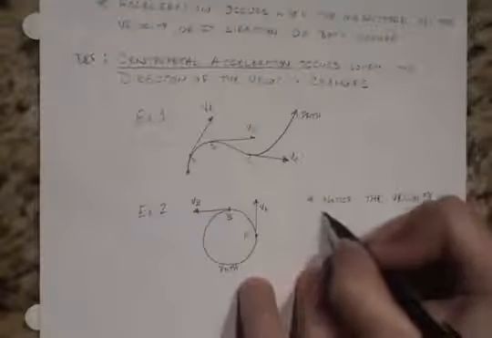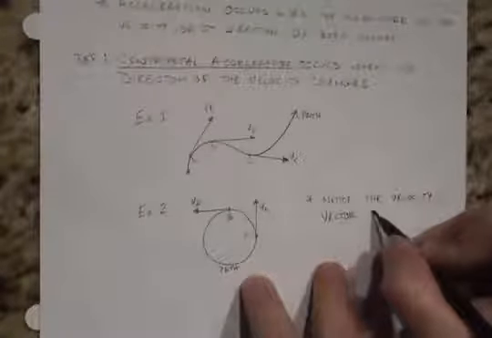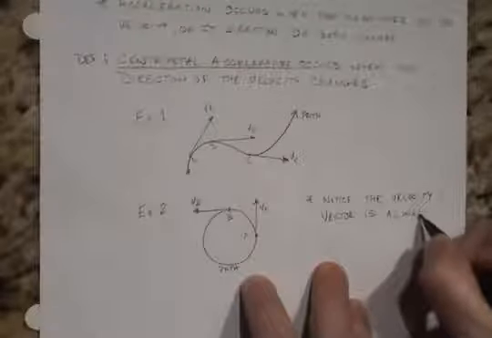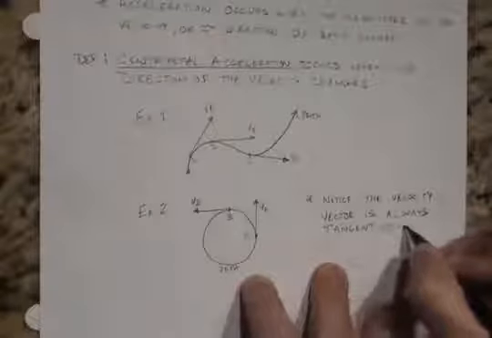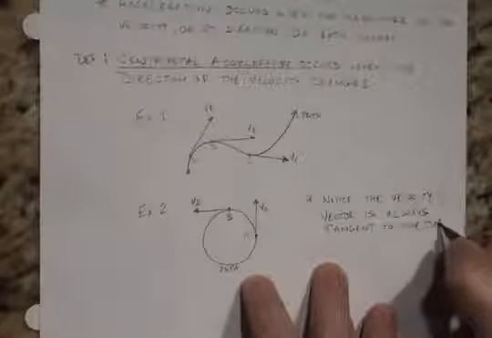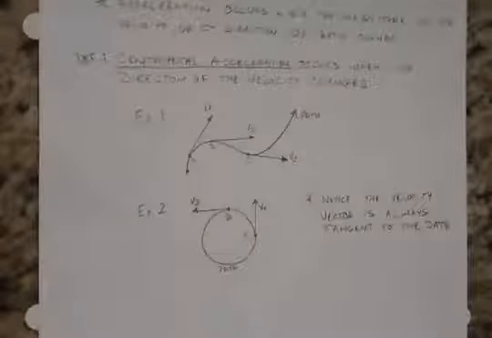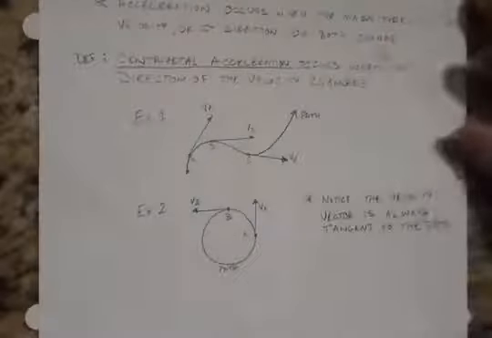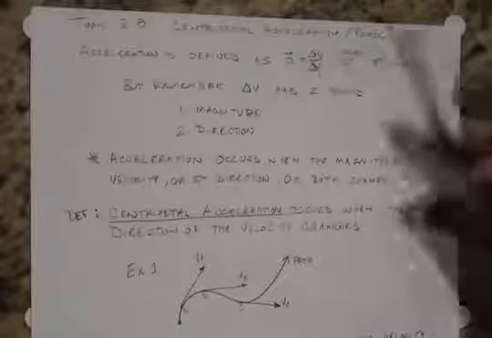Let's change this a little bit. Let's say the velocity vector, if we really want to emphasize the direction, is always tangent to the path. So the velocity vector is always tangent to the path, but to understand the acceleration of this object, we need to understand the change in velocity. So we need to figure out what is the actual direction of the change in the velocity.